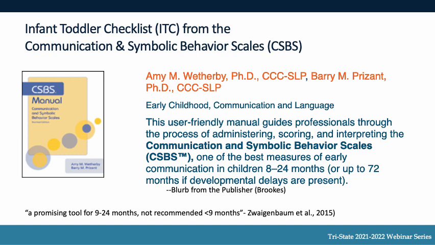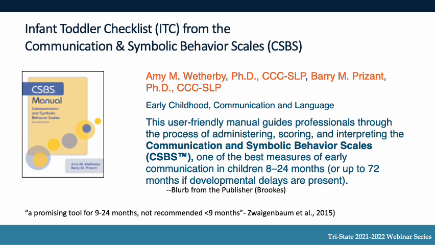Recent reviews of screening tools in autism spectrum disorder suggest that the CSBS, and specifically the infant-toddler checklist, is a really promising tool for 9 to 20-month-old infants and toddlers. It's not recommended for use below the age of 9 months, and you would need to use a different version of the tool if you're looking at a child who is older than 24 months.